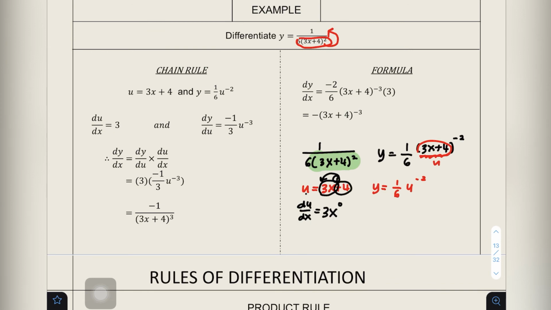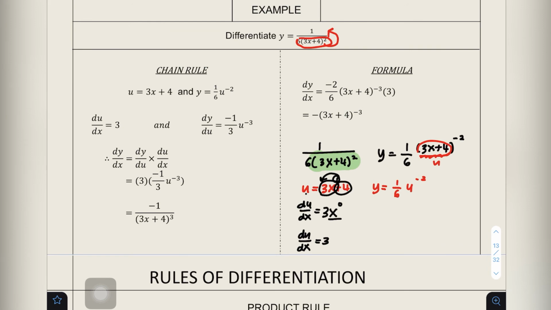Differentiate positive 4, which is a constant. Differentiating a constant is always equal to 0. Because we know that x to the power of 0 is equal to 1, no need to put it. So, your du/dx is equal to 3.